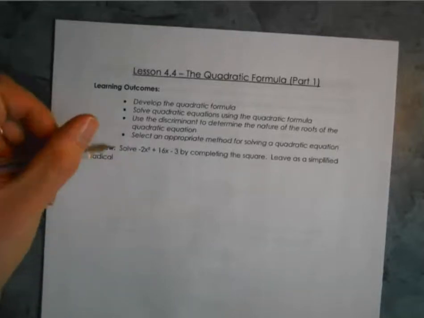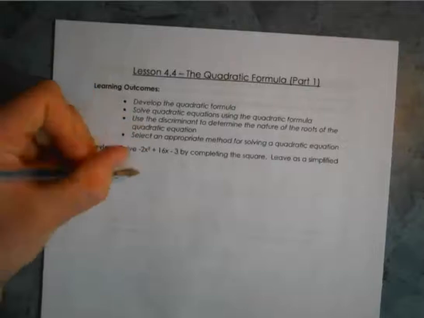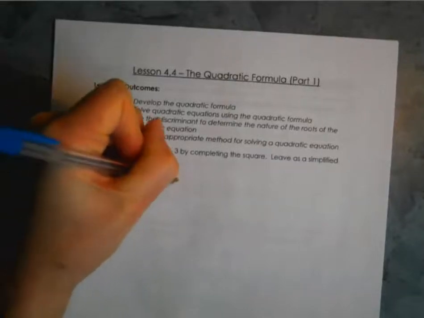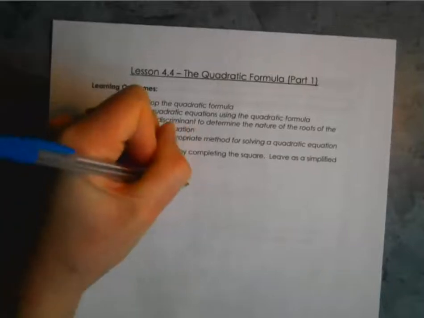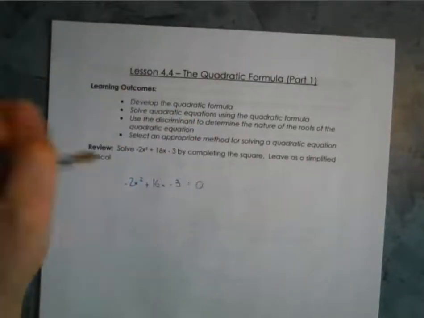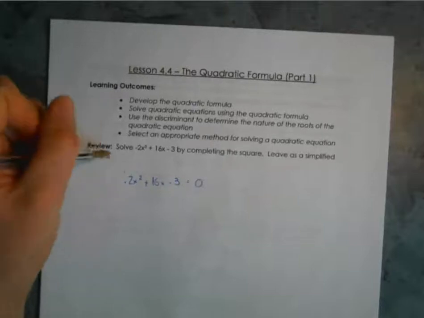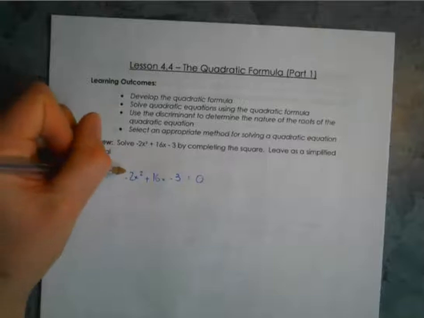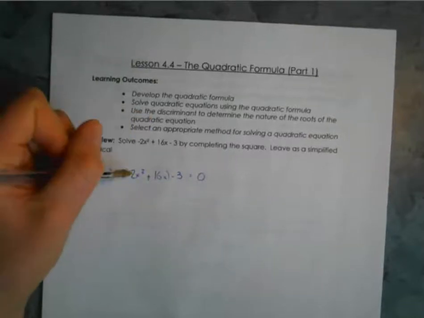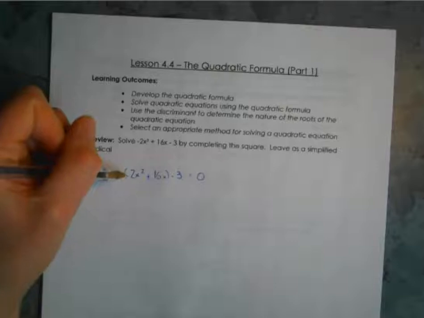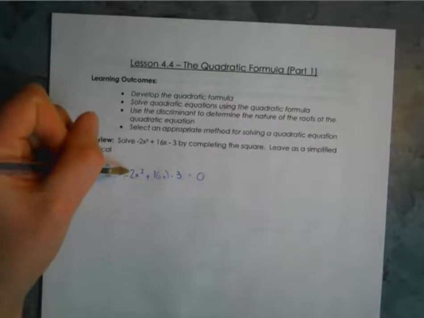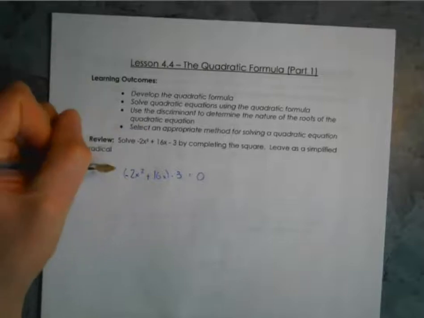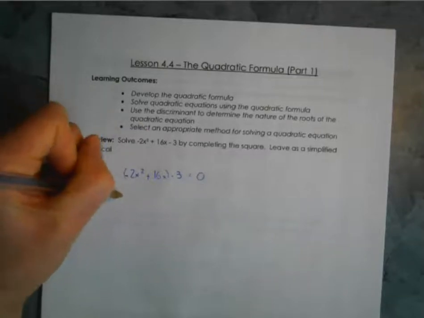This is our function that we're given, negative 2x squared plus 16x minus 3. And we're asked to solve it by completing the square. Remember, we always want to set our function or equation equal to 0. The first step when completing the square is to isolate the first two terms, and then, if it's possible to factor something out, we do that. Negative 2 can go into both 2 and 16, so let's take that outside of the brackets.